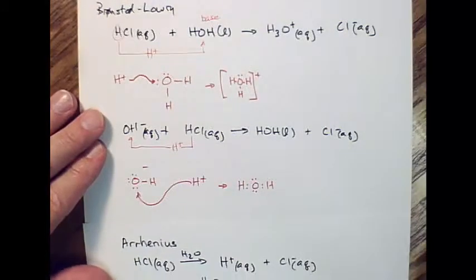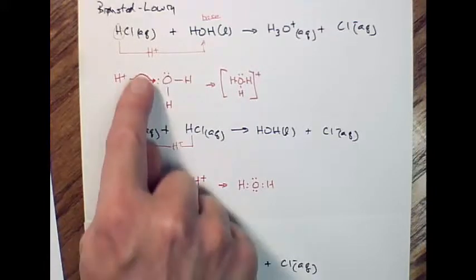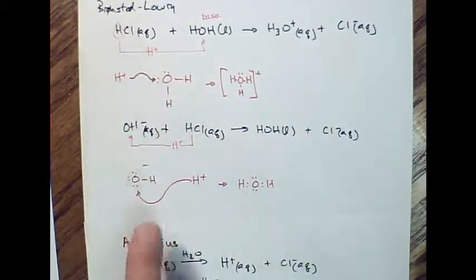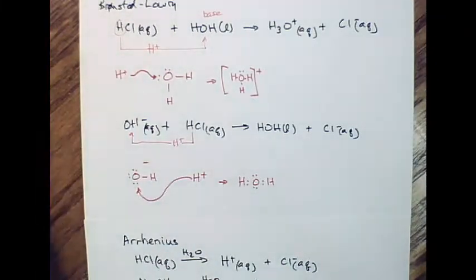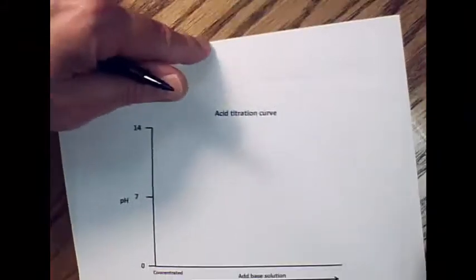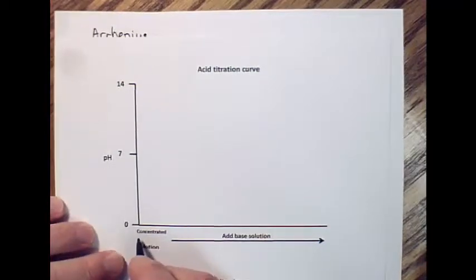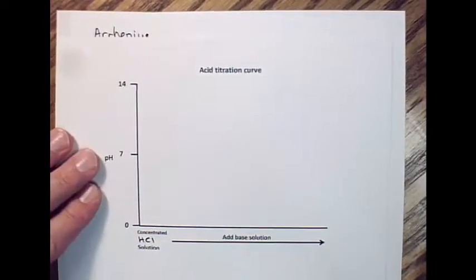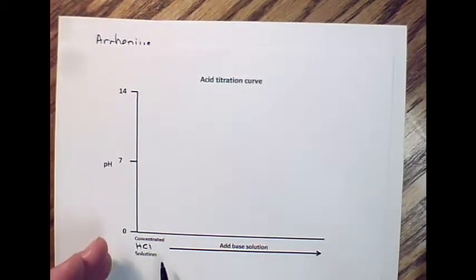So let's look at what happens when we neutralize these kinds of acids. Okay? Have a strong acid, hydrochloric acid. Whether we're talking about the Arrhenius or the Bronsted-Lowry, we're going to look at what happens as we neutralize those. So what I have here is an acid titration curve. Okay? And since we're working with hydrochloric acid, it's a strong acid. And we're going to add base solution to that. So I'm starting with a concentrated HCl solution, and I'm adding base solution to that concentrated HCl solution.